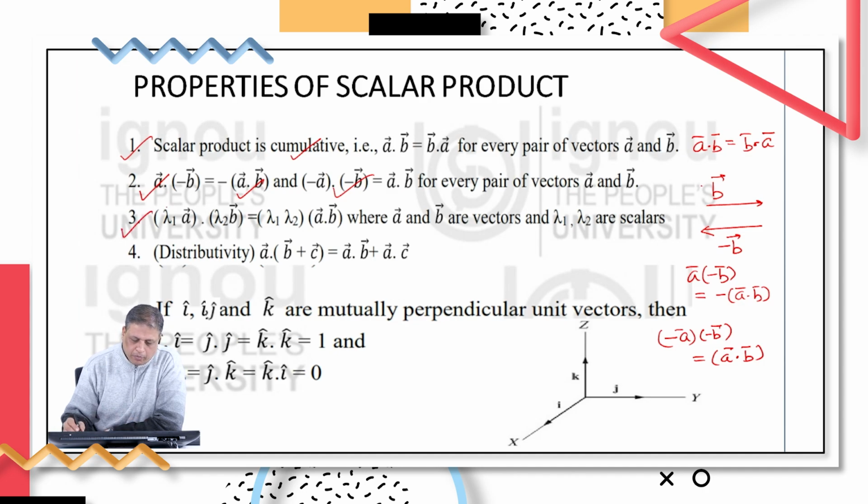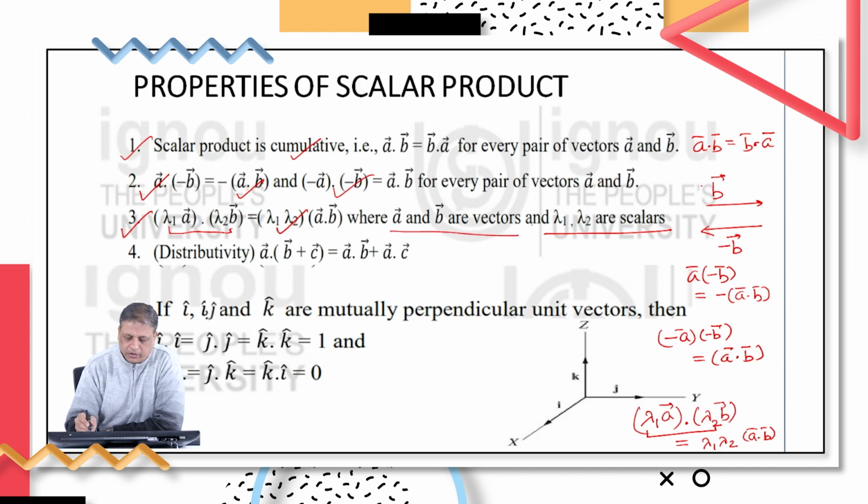The third important property is that if we have a scalar lambda 1 multiplied by vector A, and a scalar lambda 2 multiplied by vector B, and we take the dot product of the two, then the result will be equal to lambda 1 into lambda 2 into A dot B. We are going to use these properties when we solve the numericals. The lambda 1 and lambda 2 are the scalar components, whereas A and B are the vector components.